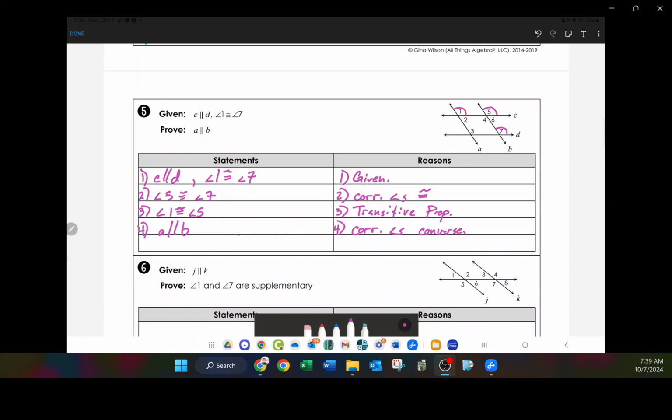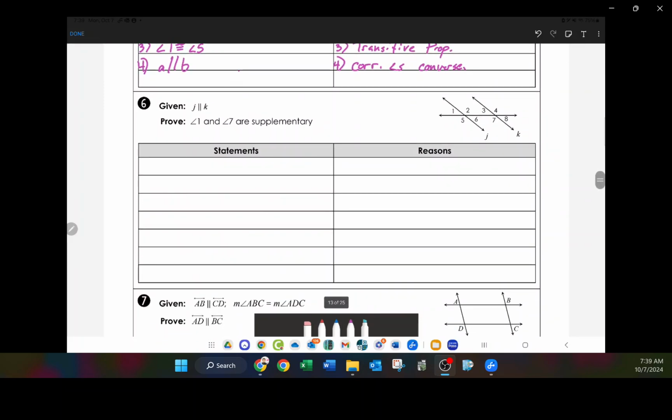Okay. We could have said 6 and 7 are supplementary. We could have said 1 and 3 are corresponding, and then 3 and 7. So yeah, we could have gone several different ways here. It just depends on how you do things.